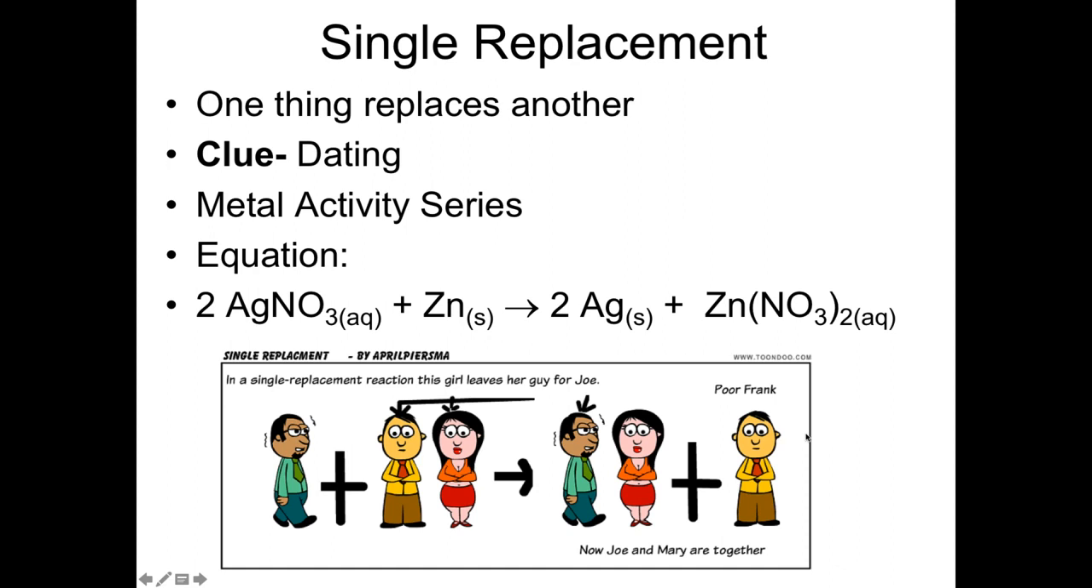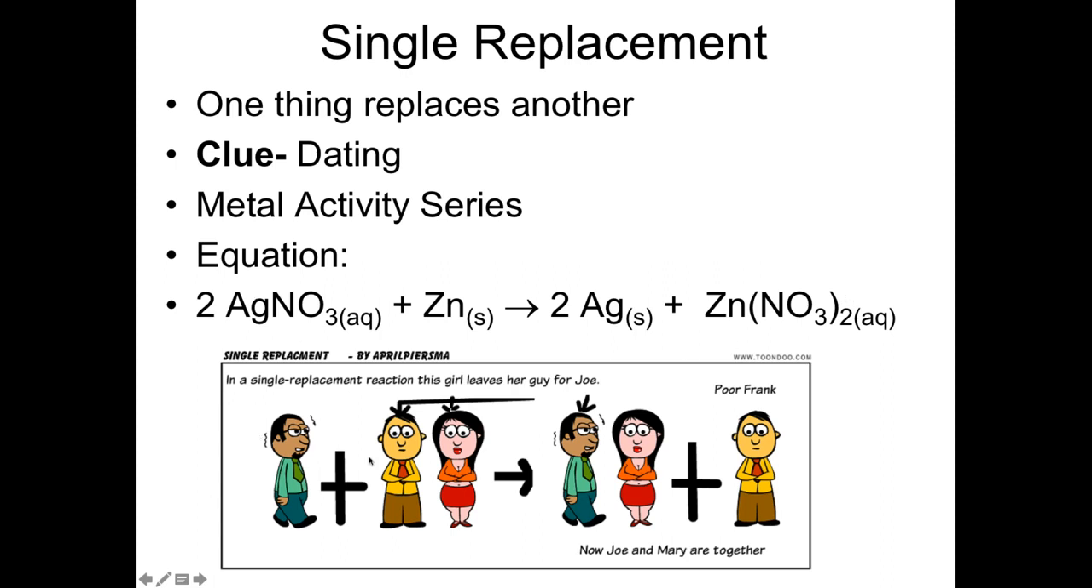For a single replacement reaction, you have one thing that replaces another. It's like dating. You'll have this thing called the metal activity series, which I'll provide for you guys. And then the equation would be that you have this nitrate. And basically the nitrate is currently dating the silver. And then the zinc comes along. And so the nitrate looks at her dating list and she deems zinc as a more attractive individual. So then she kicks silver to the curb, and now she's with zinc.